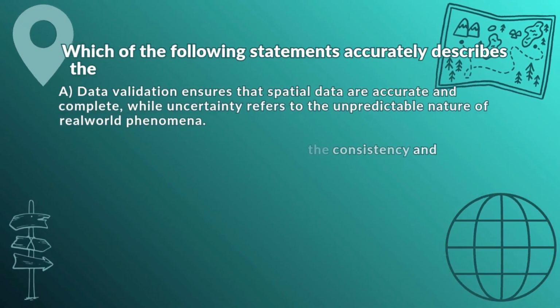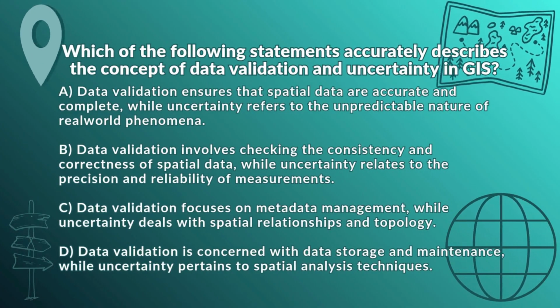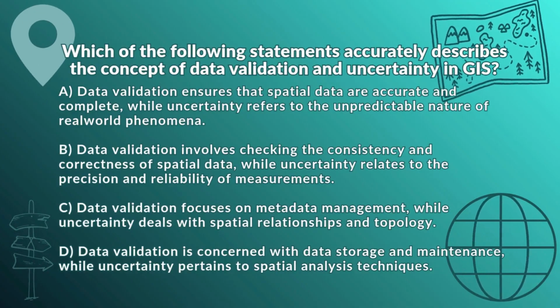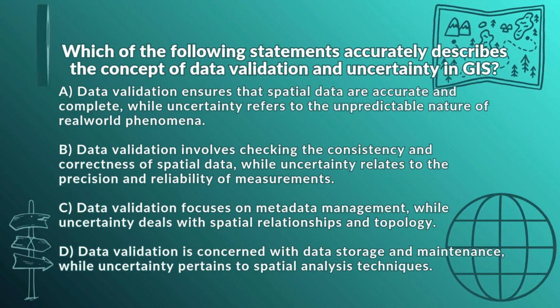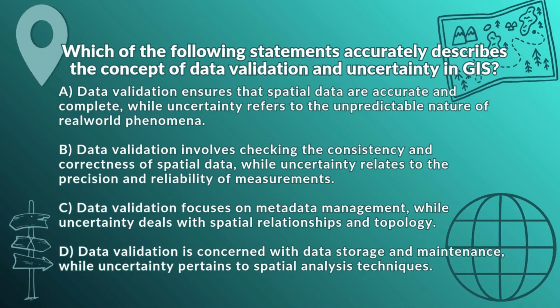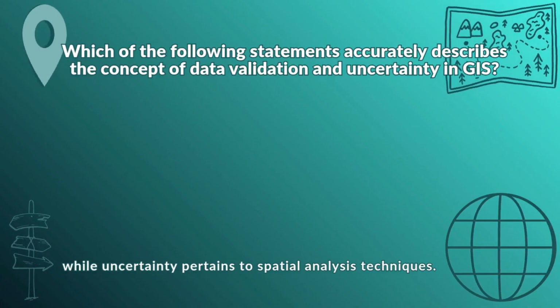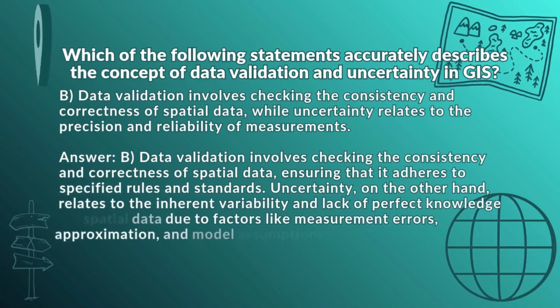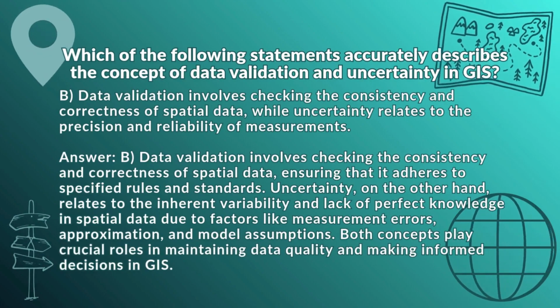Let's do a quick recap to lock this in for the exam. The textbook provided a sample question, which is absolute gold for anyone listening right now. Oh, definitely. It asks, which statement accurately describes the concept of data validation and uncertainty in GIS? And the winning answer breaks it down perfectly. Yeah. Data validation involves checking the consistency and correctness of spatial data, ensuring it adheres to specified rules and standards.